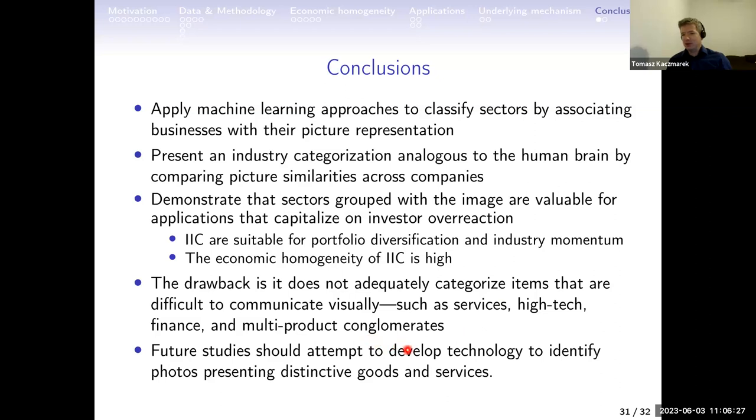So we believe that in future studies, one should concentrate on how services especially can be captured with photo representation. Thank you very much. That is all from my side, and it will be a pleasure to answer any questions and also listen, of course, to the discussion.